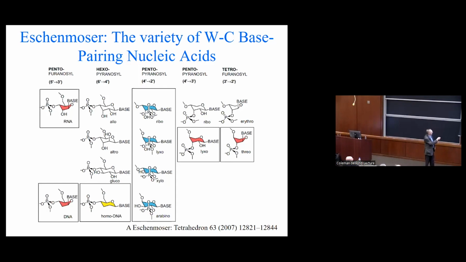All the backbone structures drawn in red can base pair with each other. This yellow one is an outlier. It only base pairs with itself, not anything else. The blue ones in this column can all base pair and talk to each other, but not with any of the others. There's this huge possibility out there in chemical space. All these things look like they could be perfectly reasonable genetic materials. So what's special about RNA?